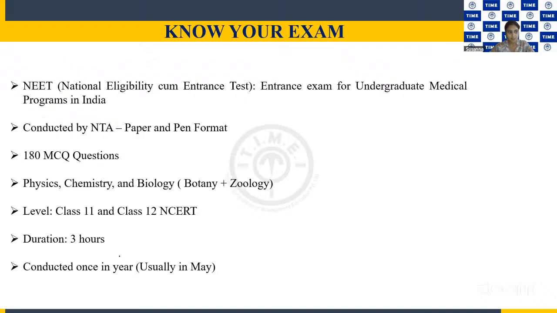When you look at the questions, we have 180 MCQ questions coming in, and the questions are from physics, chemistry, and biology. Biology, again, we divide into botany and zoology. Botany is the study of plants, zoology the study of animals. We'll have questions from both. The level we follow in the exam is the class 11 and 12 NCERT textbooks. The duration is 3 hours, conducted once a year, usually in the month of May.